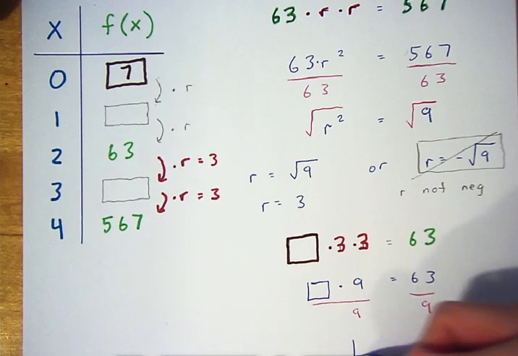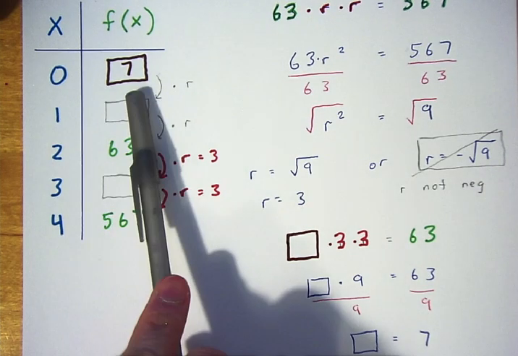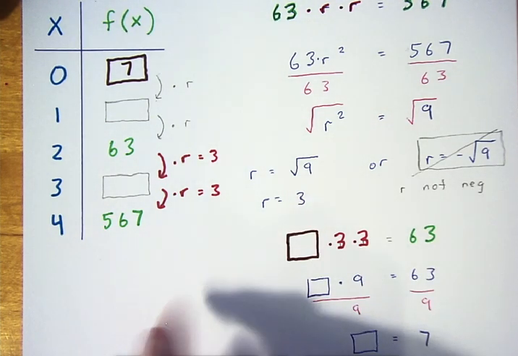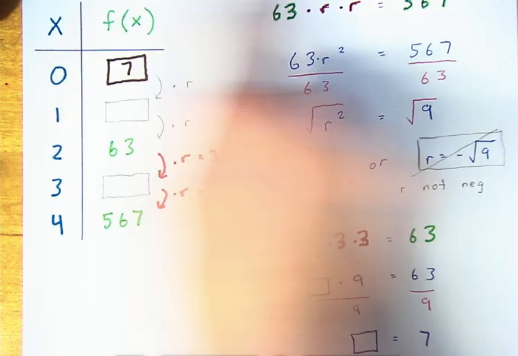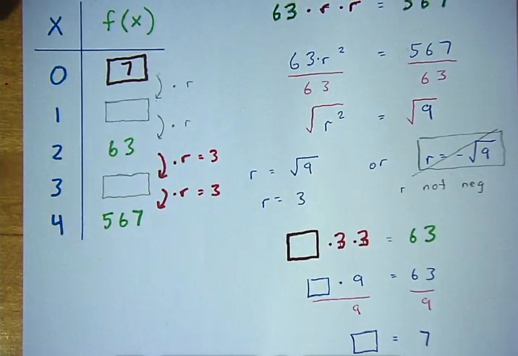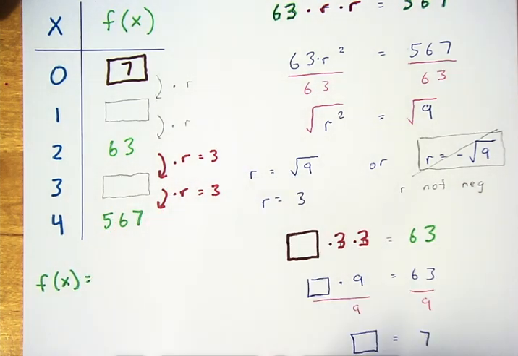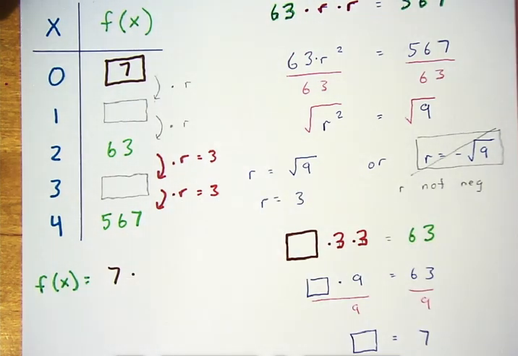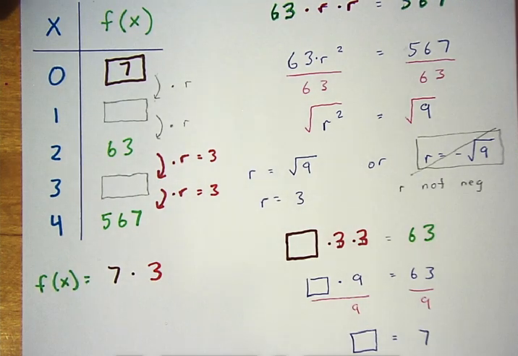So your box is equal to 7. Just a different way of getting this 7. Both are fine. So your equation for the exponential function that goes through 2, 63 and 4, 567 is f of x is equal to 7 multiplied by 3 exponent x.